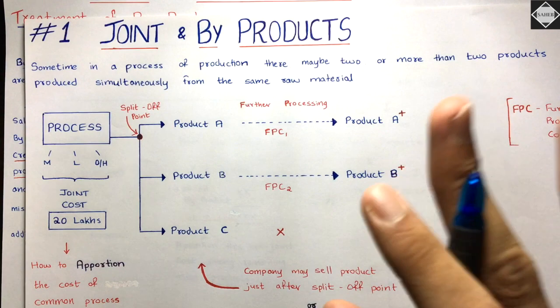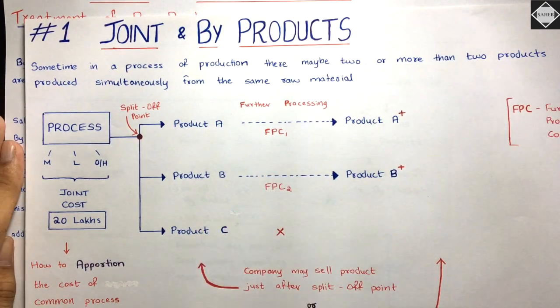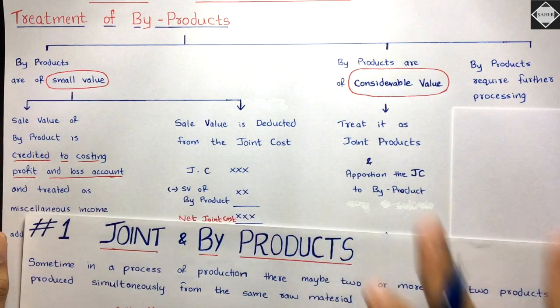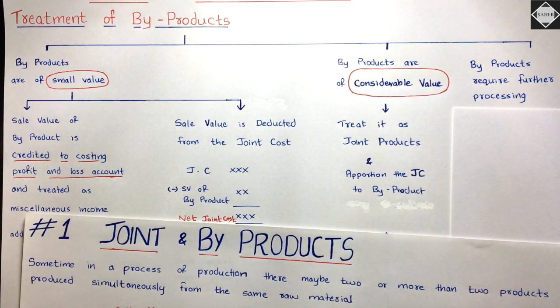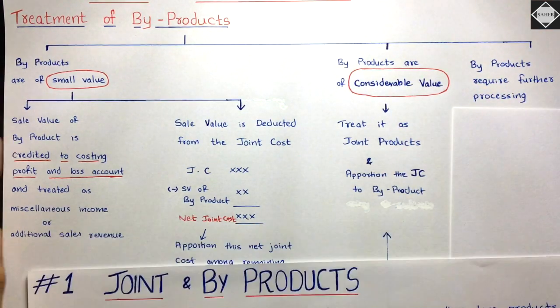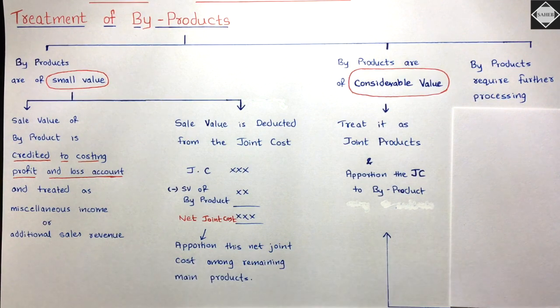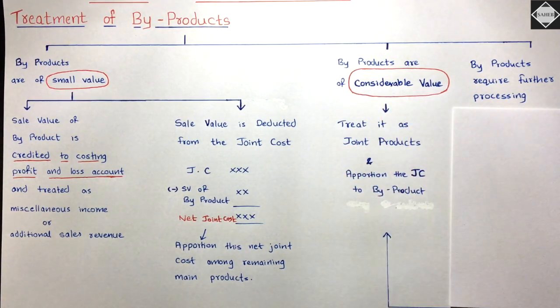So that is what you will also do with product C, with the byproduct also. If it has considerable value, treat it as a joint product and apportion the joint cost to the byproduct also. Is that clear? The byproduct will be treated as a joint product and those methods will be used. Which methods? The methods you already know now. You have seen those 8 methods along with the problems in the previous videos. So that is what you will do. Simple treatment, and most of the questions are based on this only. Is that clear? Right.